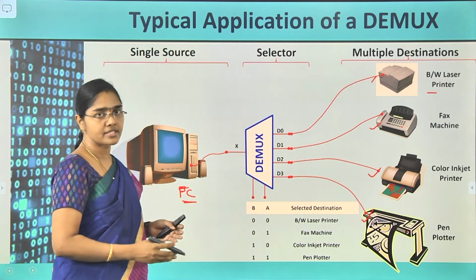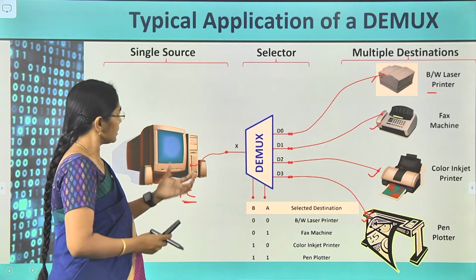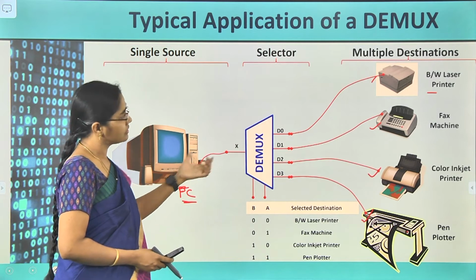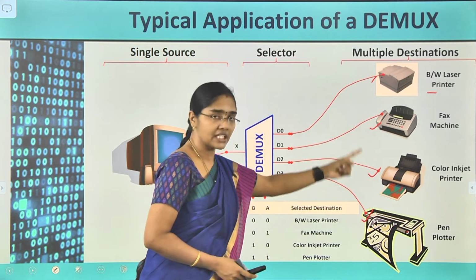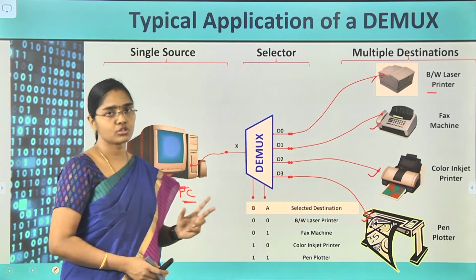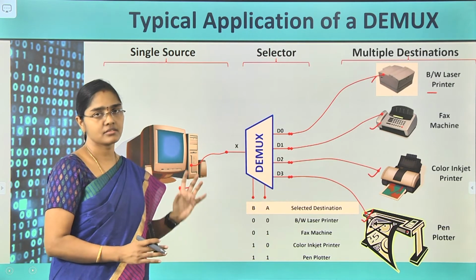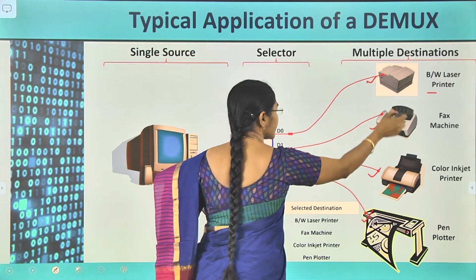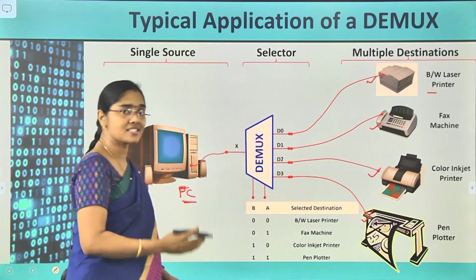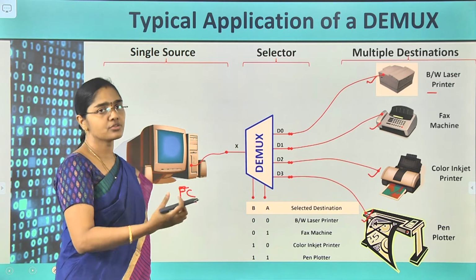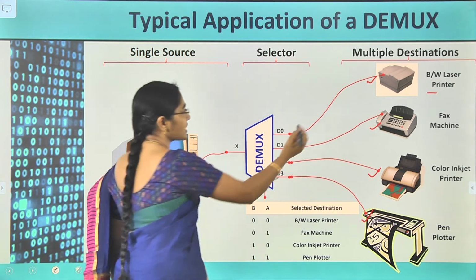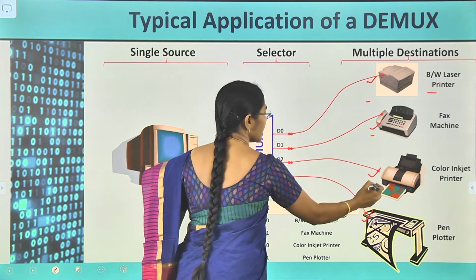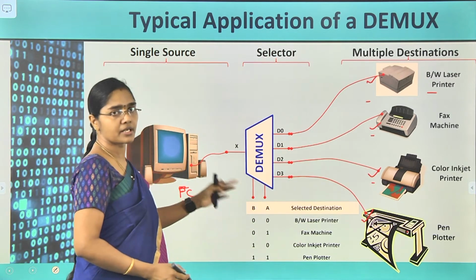All are output devices. Now the output of a PC is going to be connected to any one of these devices at a time, not to all devices parallelly. So at a time, output is connecting to one of these devices. For the selection of that device, we are using a demultiplexer. For the selection of any one of the output devices, this demultiplexer is used.